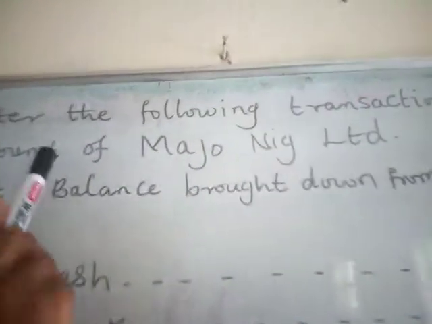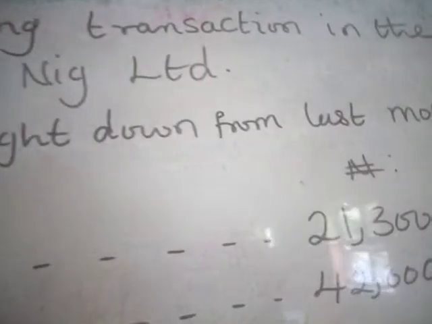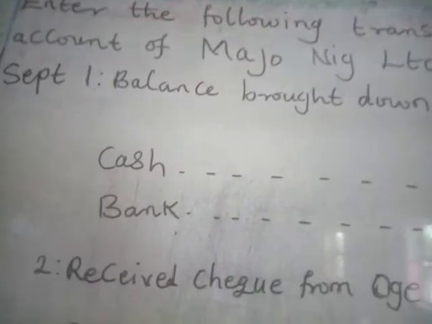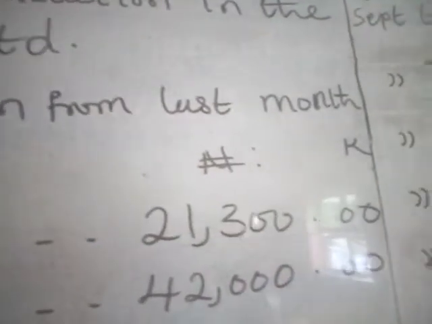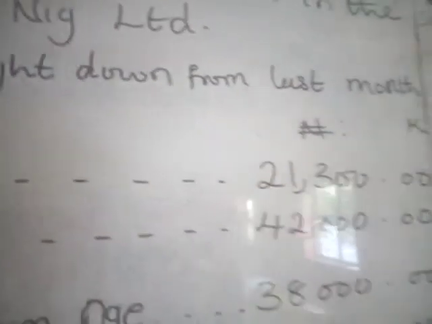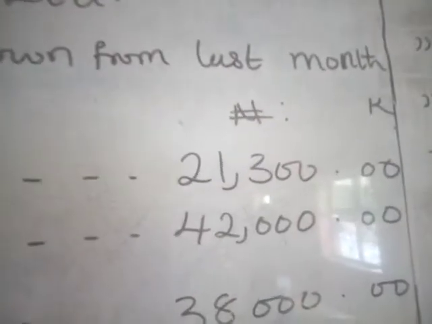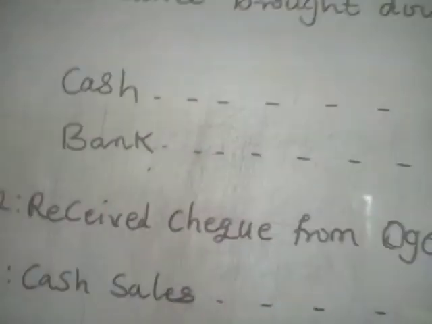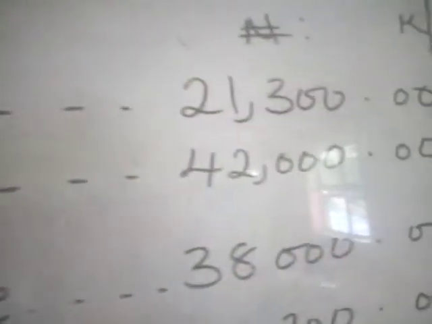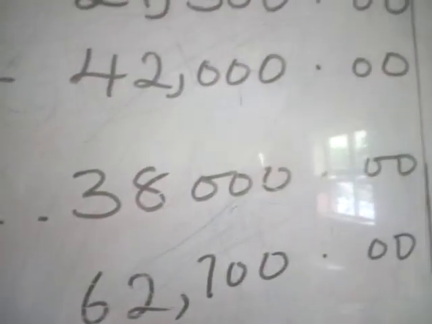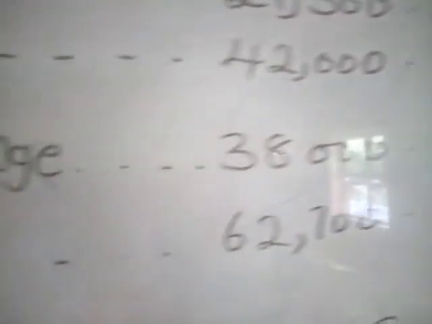The question says, enter the following transactions in the account of Major Nigeria Limited. On September 1st, we have a balance brought down from last month. Cash we have 21,300. Bank we have 42,000 naira. On the 2nd, they received a check from Oge, which is 38,000 naira.